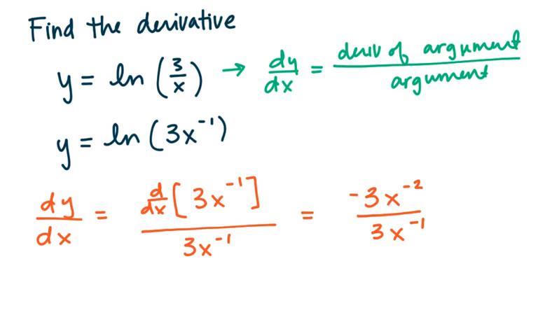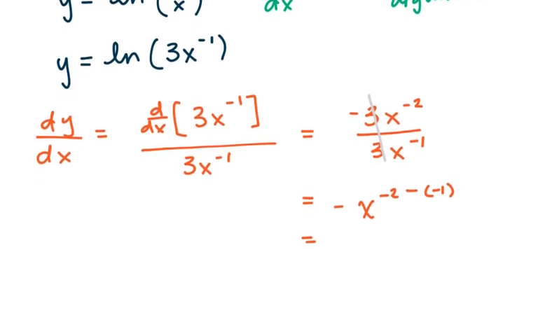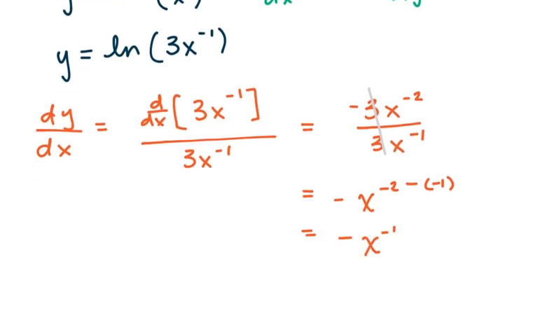Looking at simplifying this, the 3 in the numerator and denominator cancels to 1. So I have negative x to the negative 2, and if we're dividing, we would subtract exponents, so that is minus negative 1. And minus negative 1 is plus 1. So I have negative 2 plus 1 in my exponent, or negative x to the negative 1, which we can simplify a little further. That would be negative 1 over x. So my derivative of y with respect to x is given right here.